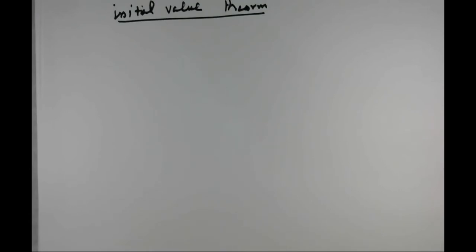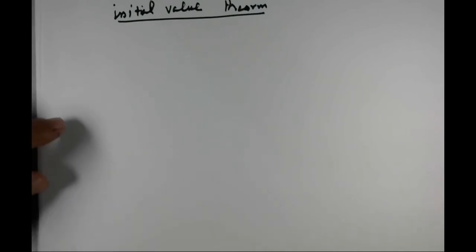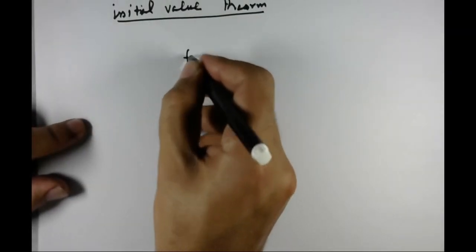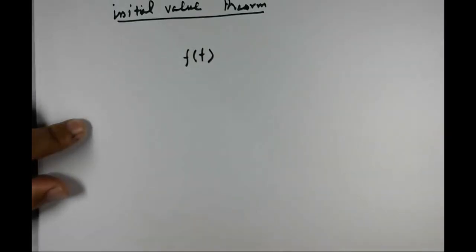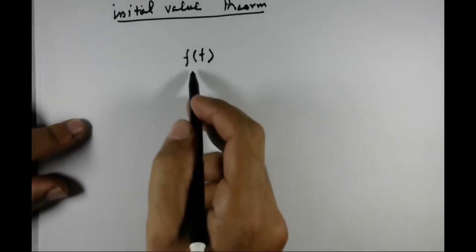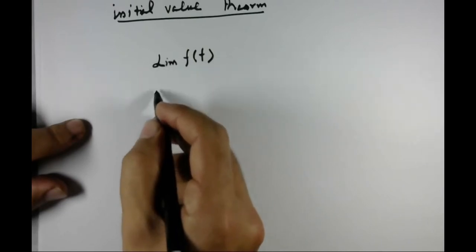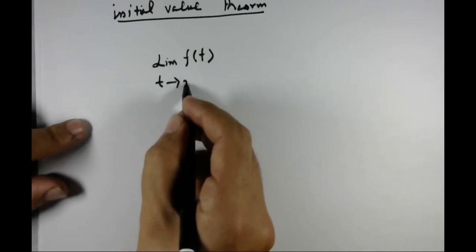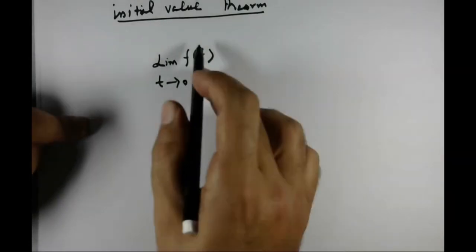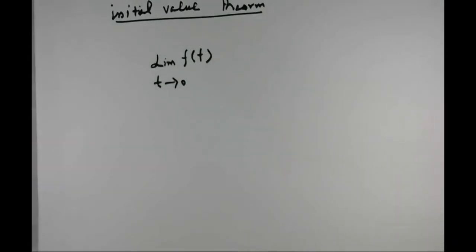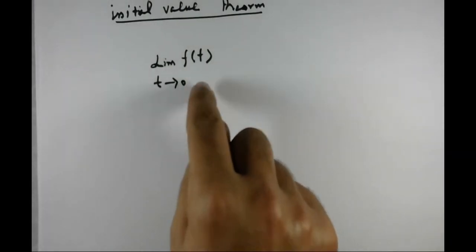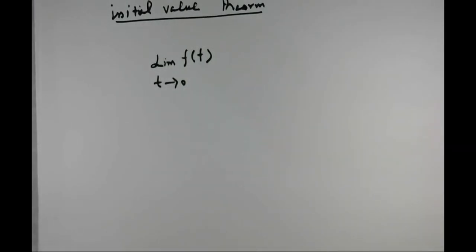So if you know the overall function of your circuit, say that is f of t, and you need to find the initial value, then you simply put the limit t approaches 0. You evaluate this limit, and you get the initial value for this function. You easily find the initial response of your circuit.